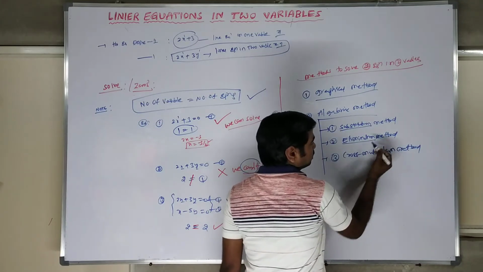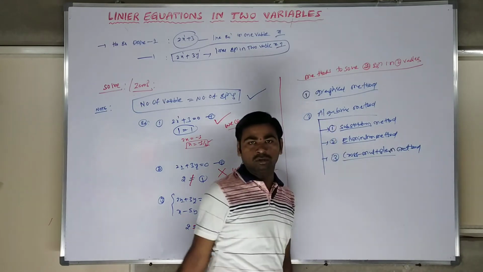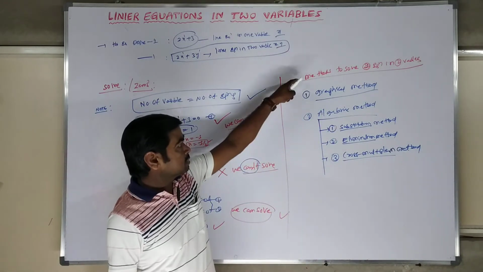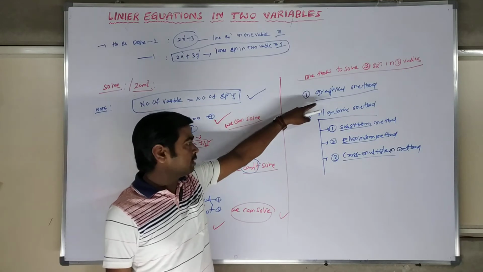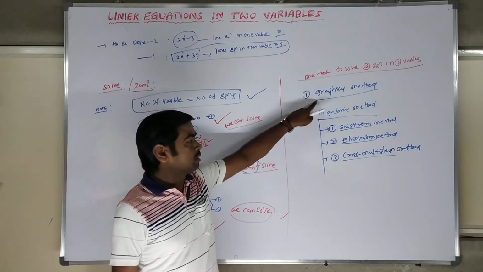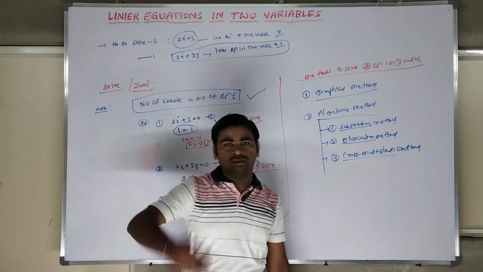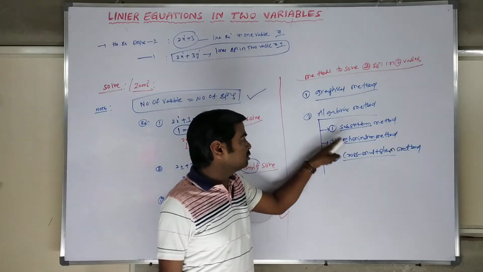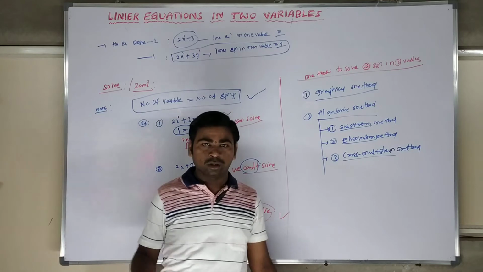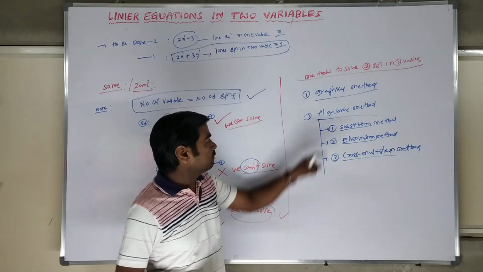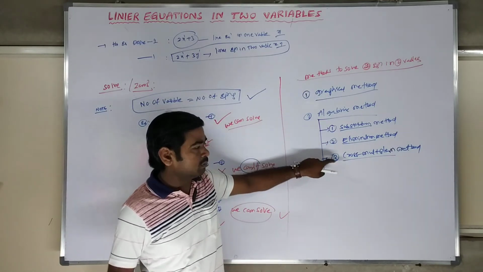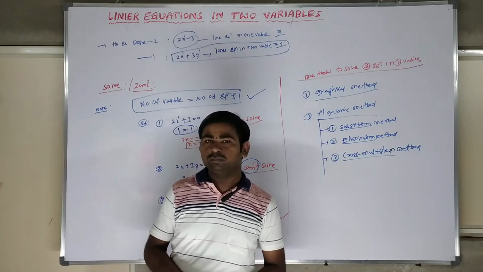Substitution method, elimination method, cross multiplication method. To solve this, there are two approaches: graphical and algebraic. Graphical is one approach you can do directly, but for algebraic, the ways of analyzing the problem are substitution, elimination, cross multiplication. In this chapter, I will explain these four methods: 1, 2, 3, 4. Four different methods. I will explain one by one.